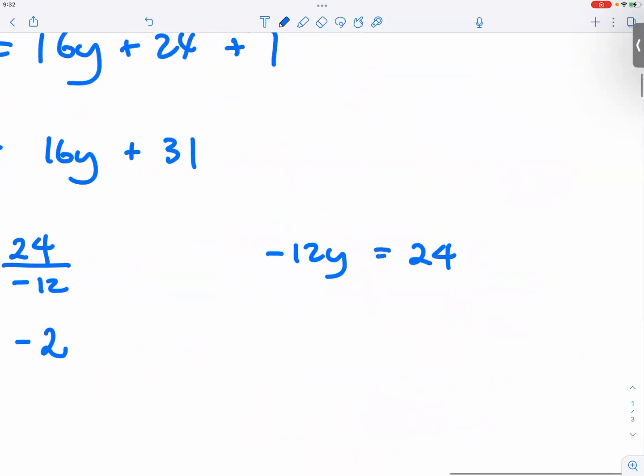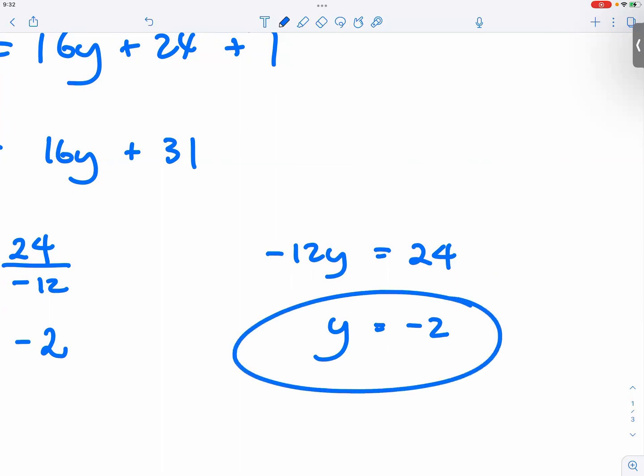So let's put our emphasis over here. Negative 12y is equal to 24. To make this statement true, that means we need to make the left-hand side 24 as well. So then we ask, negative 12 times what gives you 24? It has to be negative 2. If it's just 2, you would get negative 24.